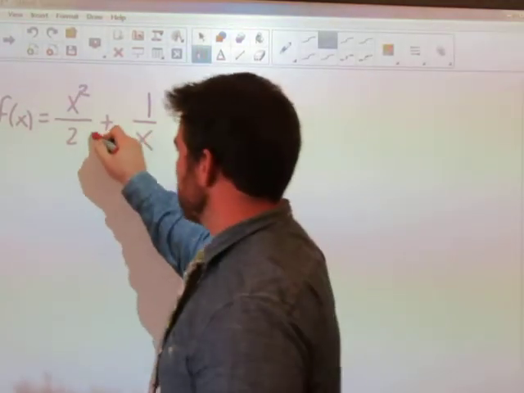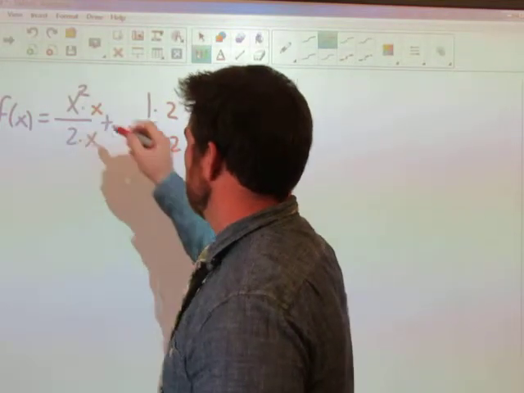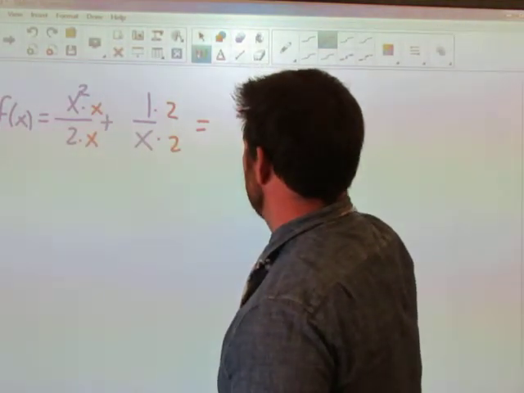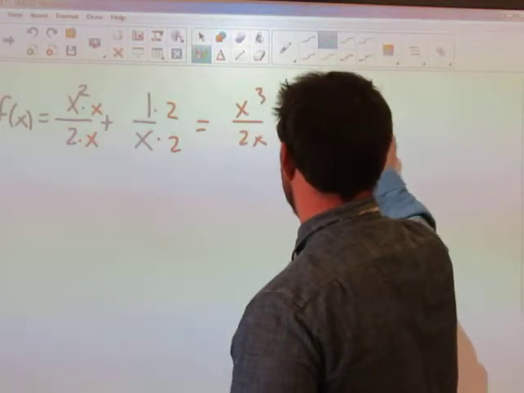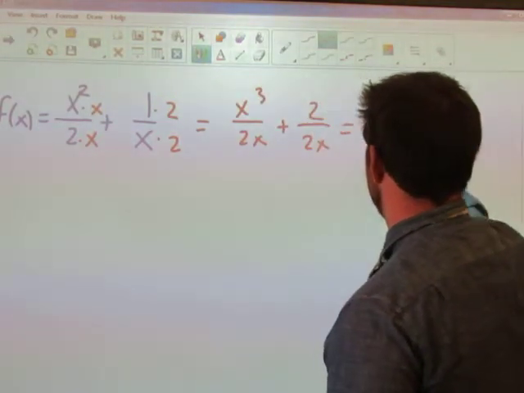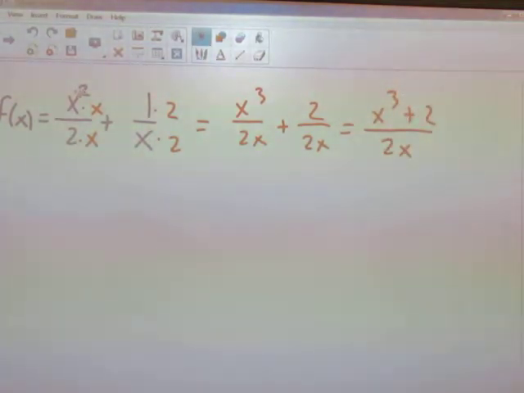2x, right? So we need another x here, another x here, we need a 2 here, and a 2 here. Okay, so that's going to give us x cubed over 2x plus 2 over 2x equals x cubed plus 2 over 2x. Is that a rational function? Yes. Okay, are both the top and the bottom polynomials? Yeah.